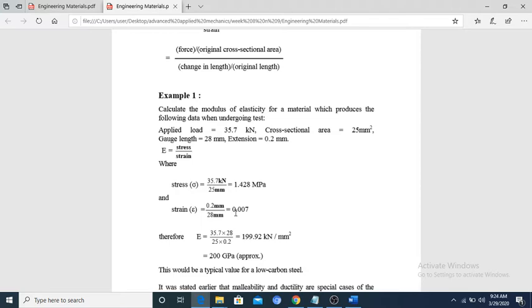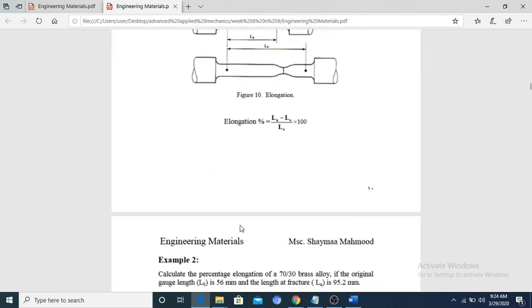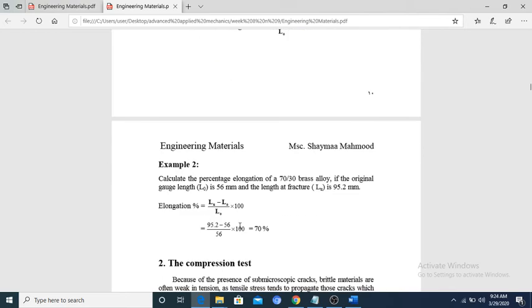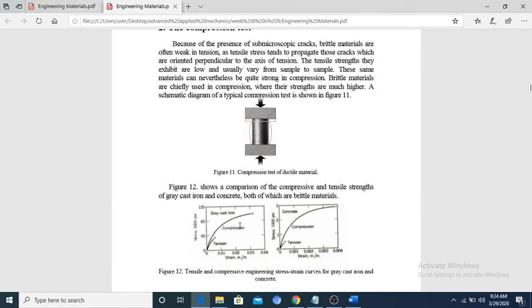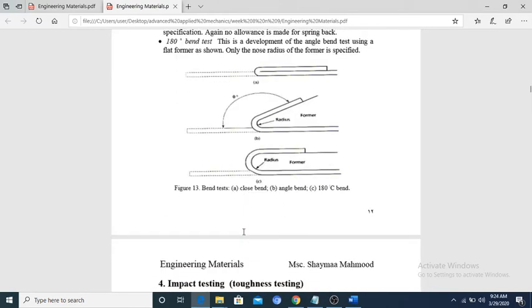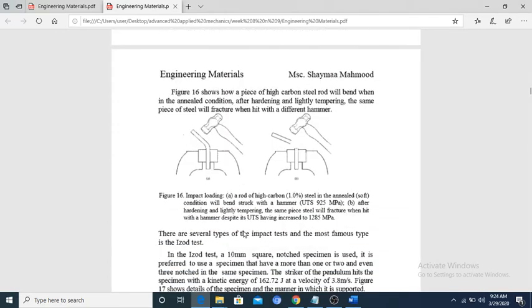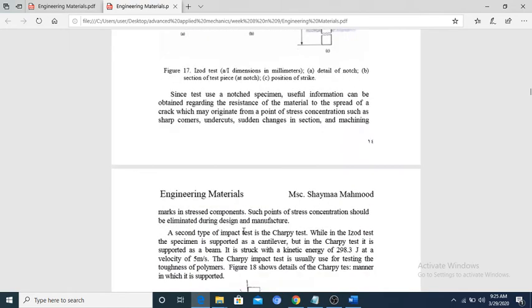So therefore E is 35.7 times 28 divided by 25 times 0.2, which is equal to 199.92, or approximately 200 gigapascal, right? So this is how the test is conducted, and then you can get the E. So for the compression test, you can see the compression test for this, and then we have tensile testing, that is impact testing, and also this is the test conducted.